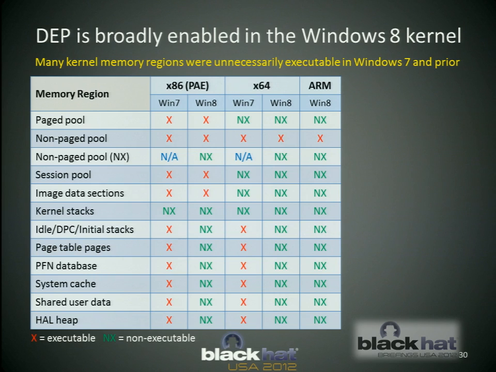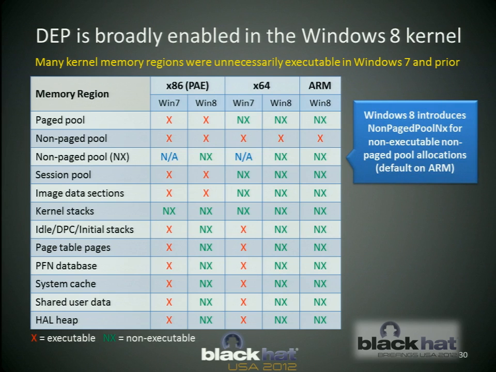There are a couple of data points you may find especially interesting here. The first of them is we introduced a new pool type called NonPagedPoolNX. And as you might imagine from the name of this pool type, pool pages drawn from this allocation type are non-executable. This is a default for ARM, and as well, all inbox components for Windows 8 have generally been converted over to use this pool type as well.